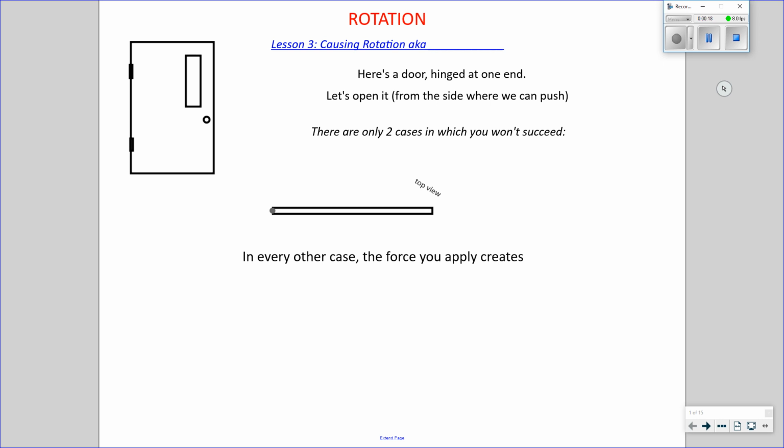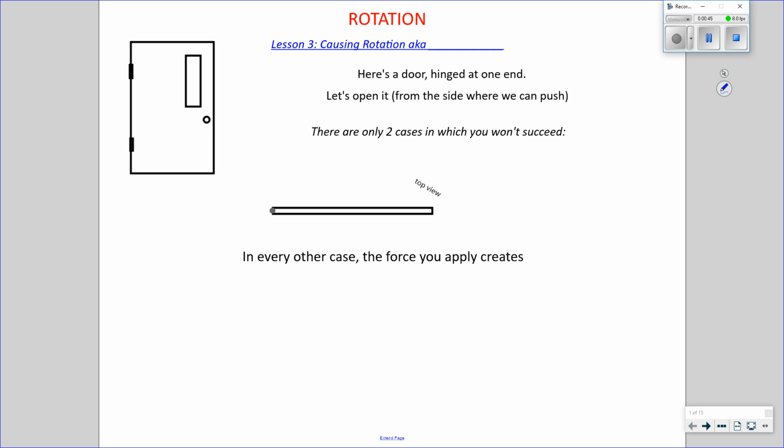So here's a door. It's hinged, obviously, on one side. We're going to open it from the push side. We typically open a door the same exact way every time because we don't think about it. It just makes sense. And also because they most of the time have door handles on them. But when they don't, you could think about how do you open a door and why, right?